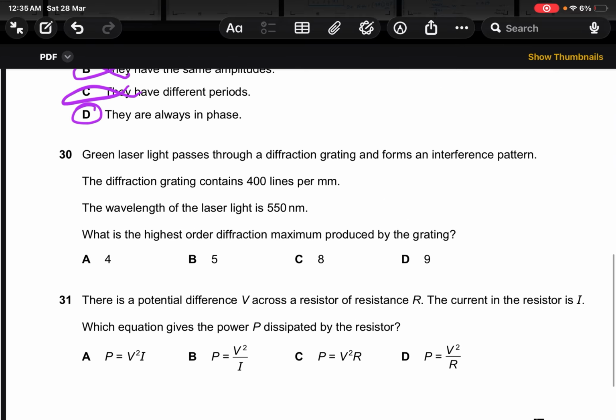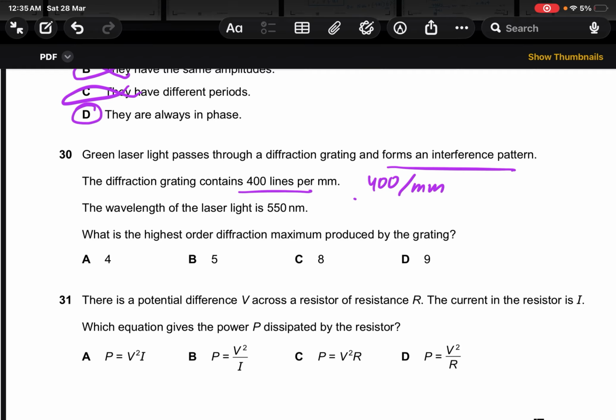Ashaji, green laser light passes through a diffraction grating and forms an interference pattern. The diffraction grating contains 400 lines per mm. Acha, there are 400 lines per mm. The wavelength of the laser light is 550 nanometers. What is the highest order diffraction?